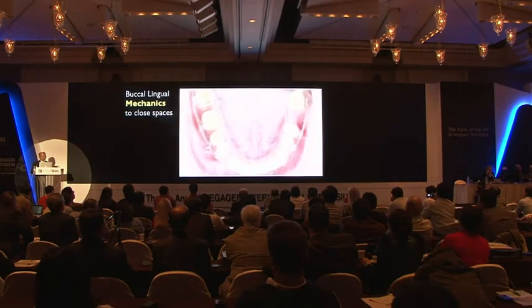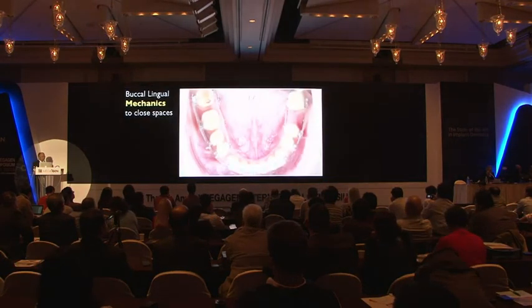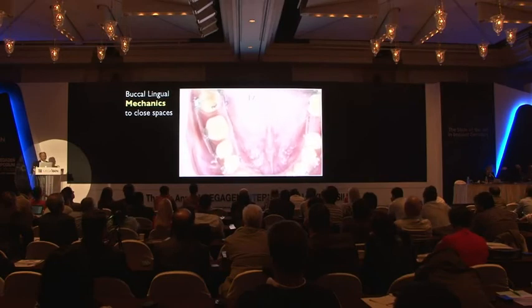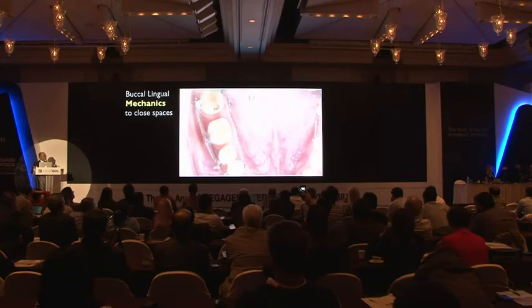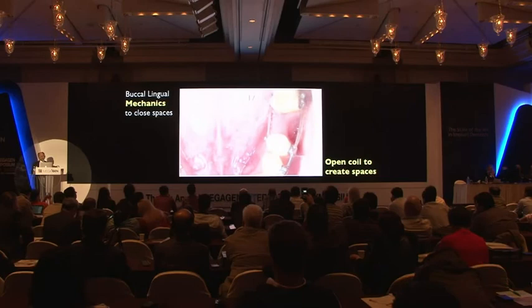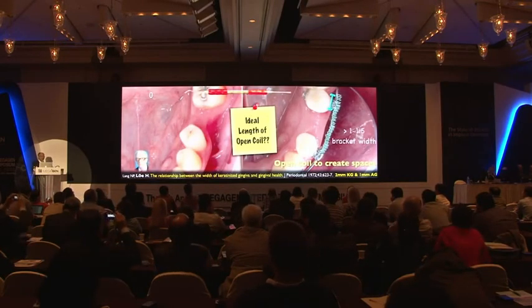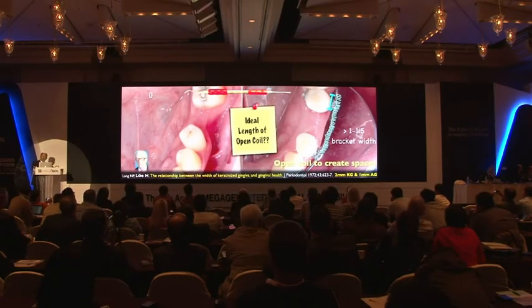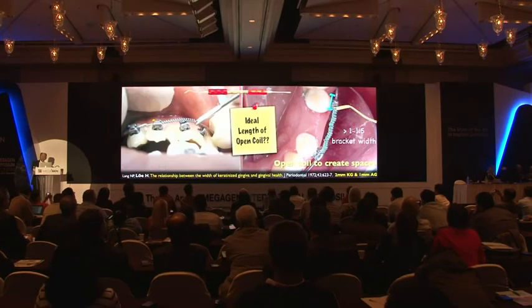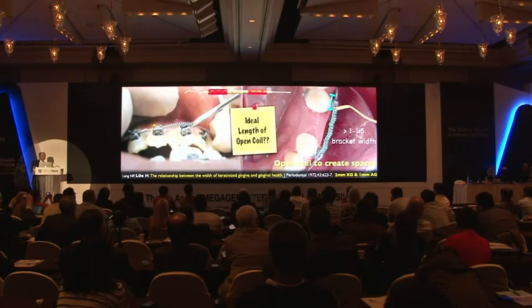So let's go back to the mechanic we use to close the space. I like to use buccal-lingual mechanics to close all kinds of space, which is to run the power chain buccally and also lingually, like this. For the left-hand side, we're going to add an open coil spring right here to create a space. The way we did it is we use this 9-tie spring, an open coil spring, and then we squeeze to here. And actually it's quite easy.